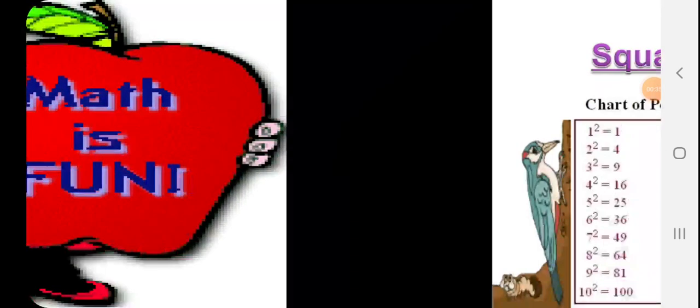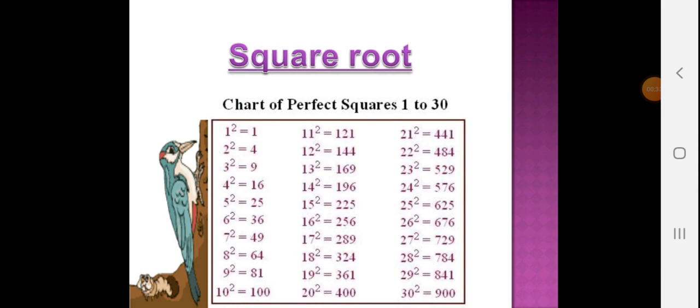Now, math is fun: square roots. This is the list of perfect squares from 1 to 30, which you are supposed to remember, at least 1 to 25. So 1 square is 1, 2 square is 4, 3 square is 9, 4 square is 16, 5 square is 25, 6 square is 36, 7 sevens are 49, 8 eights are 64, 9 square is 81, 10 square is 100. Similarly, write all these squares in your notebook and memorize at least the squares from 1 to 25.